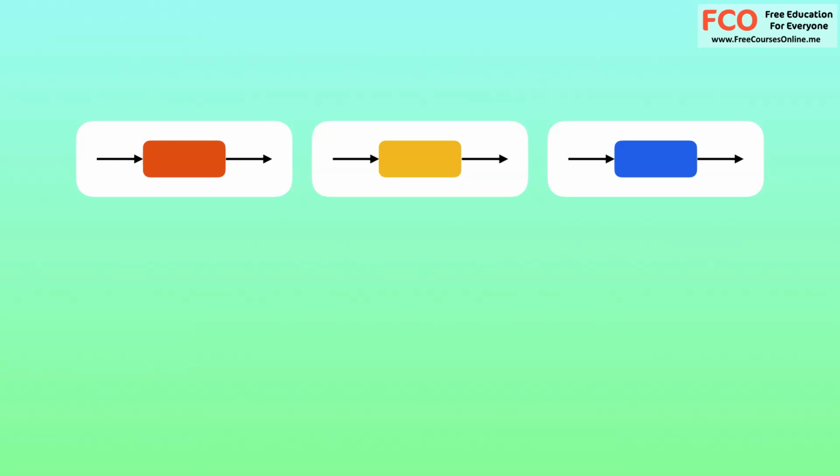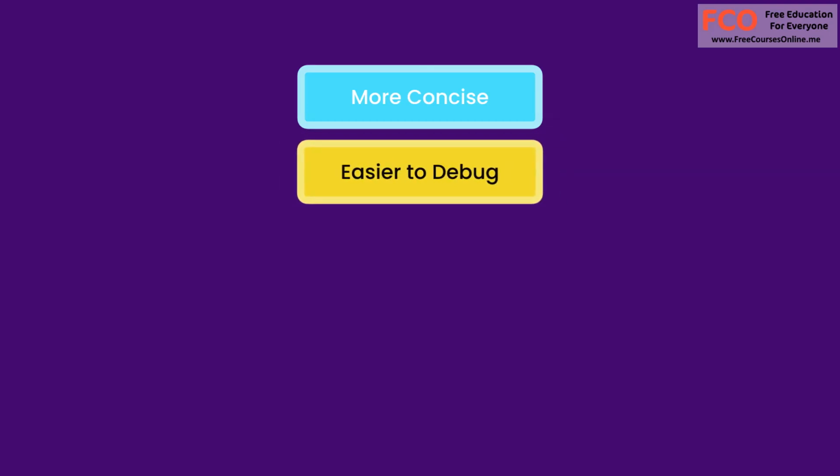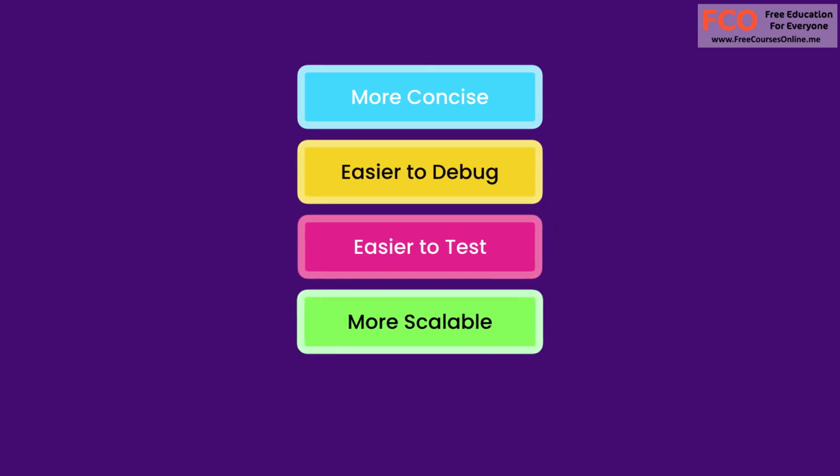Now, what are the benefits? Well, these small functions tend to be more concise, easier to debug, easier to test, and more scalable because we can run many function calls in parallel and take advantage of multiple cores of a CPU. So these are the reasons why functional programming has gained a lot of popularity over the past few years.